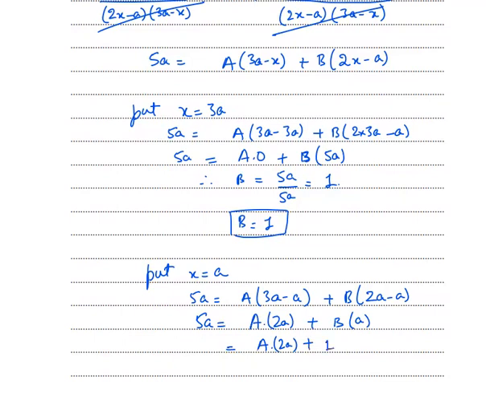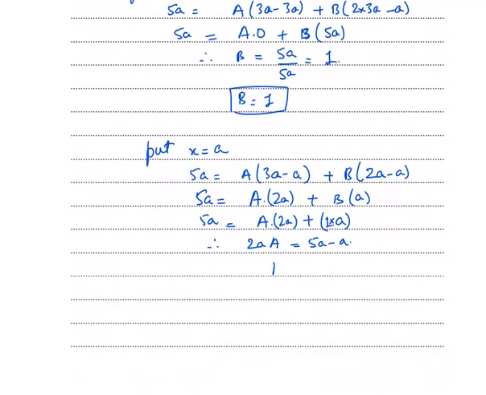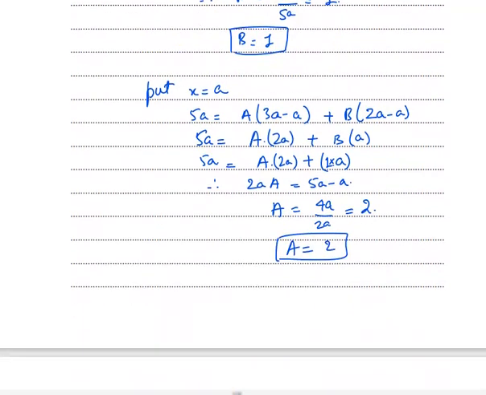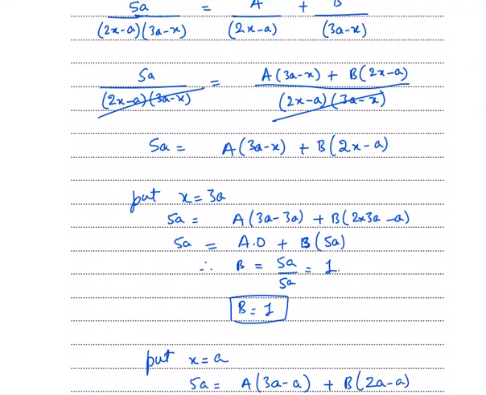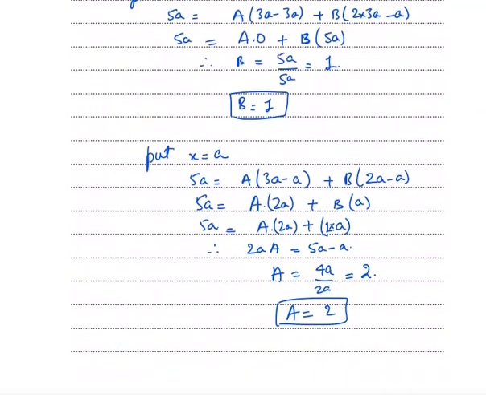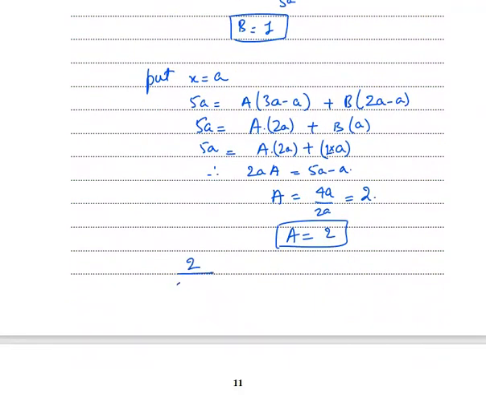1 into a is a only. 1 multiplied by a equals to 5a. Therefore, I can write 2a into a is equals to 5a minus a, and therefore a is equals to 4a divided by 2a, which is equals to 2, right? So we got the value of a is equals to 2. And so the final answer, a is 2, b is 1. So final answer is 2 divided by 2x minus a plus 1 divided by 3a minus x.